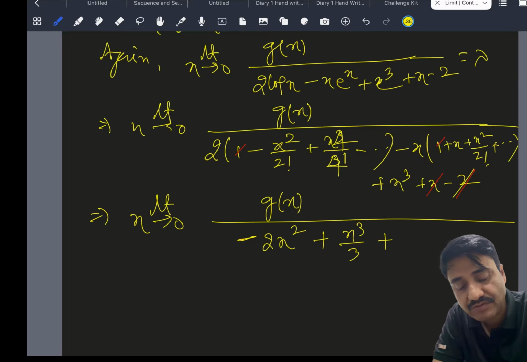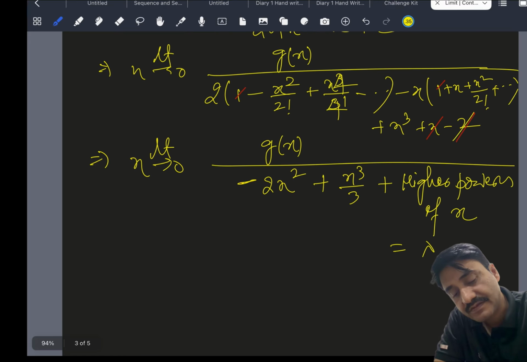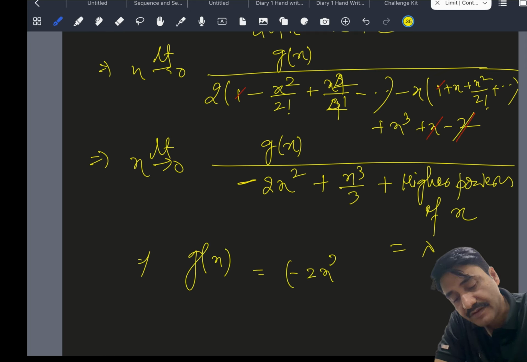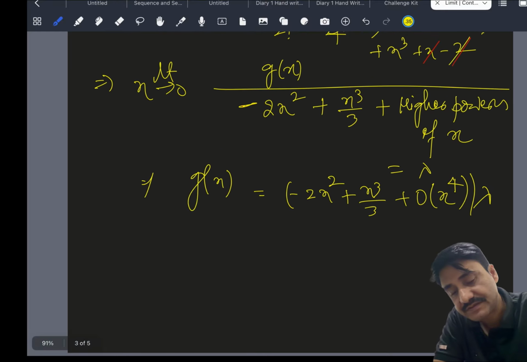So let us suppose higher powers of x, and this is lambda given. So we can write g(x) is equal to minus 2x square plus x cube plus 3 plus higher order of x power 4 into lambda. Now g(x) and f(x) both obtained.